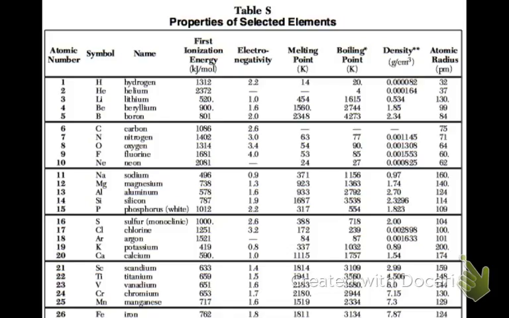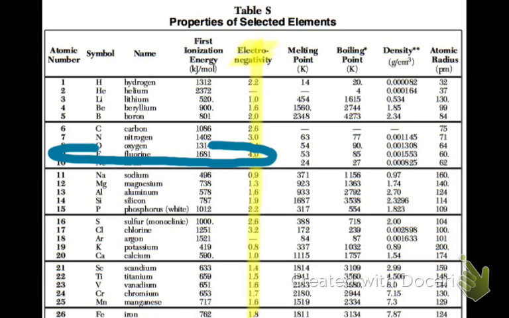We are going to use Table S, and just to remind you what we're looking at, the electronegativity values are listed right here in this column. They don't have a unit, and for some of these you'll be able to remember the values. For example, hydrogen is 2.2, carbon's 2.6, oxygen's 3.4, and our most electronegative element is going to be fluorine with an electronegativity value of 4.0.